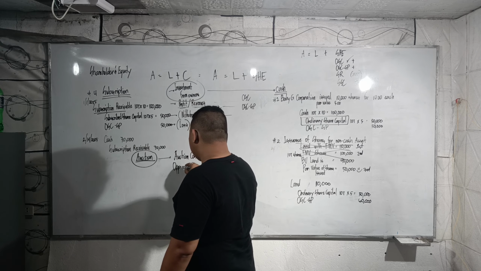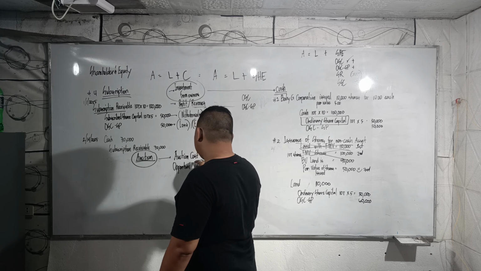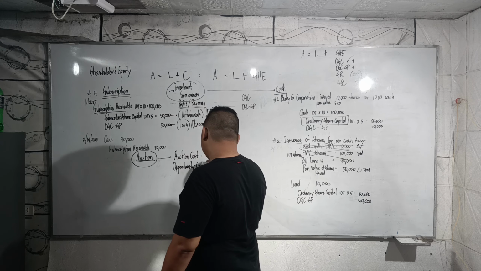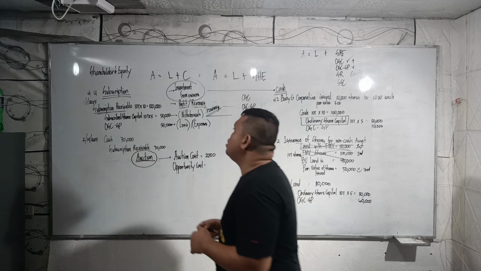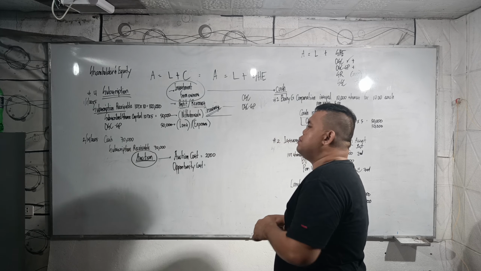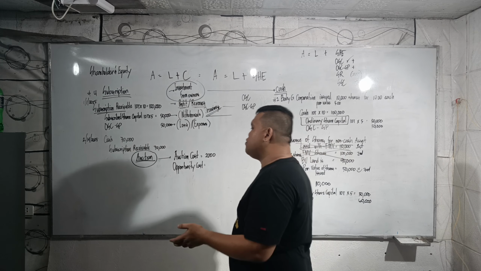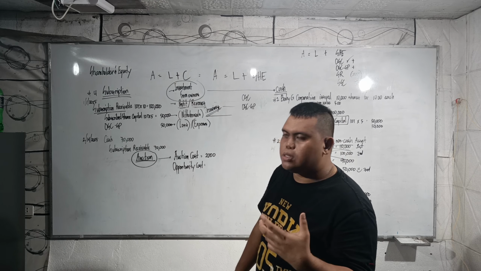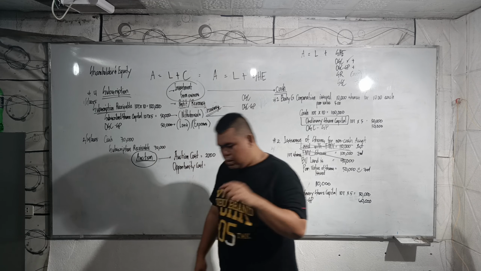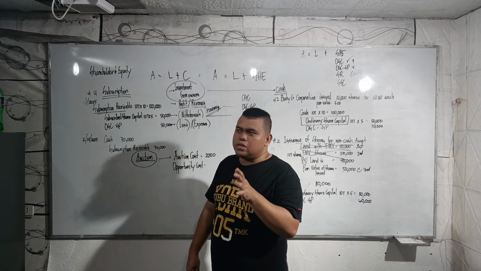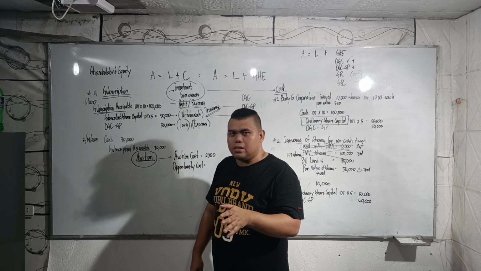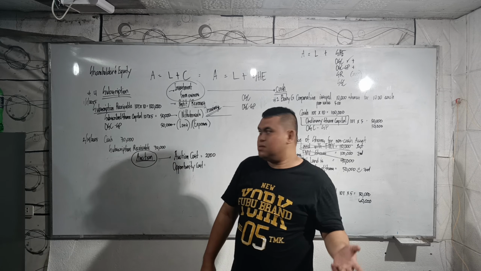Opportunity cost. What's opportunity cost? As you can see, Mr. A did not fulfill his promise. So he only contributed 70,000 out of 100,000. So meaning there is a deficiency of 30,000. If that 30,000 had been received on the deadline, it should be earning already.